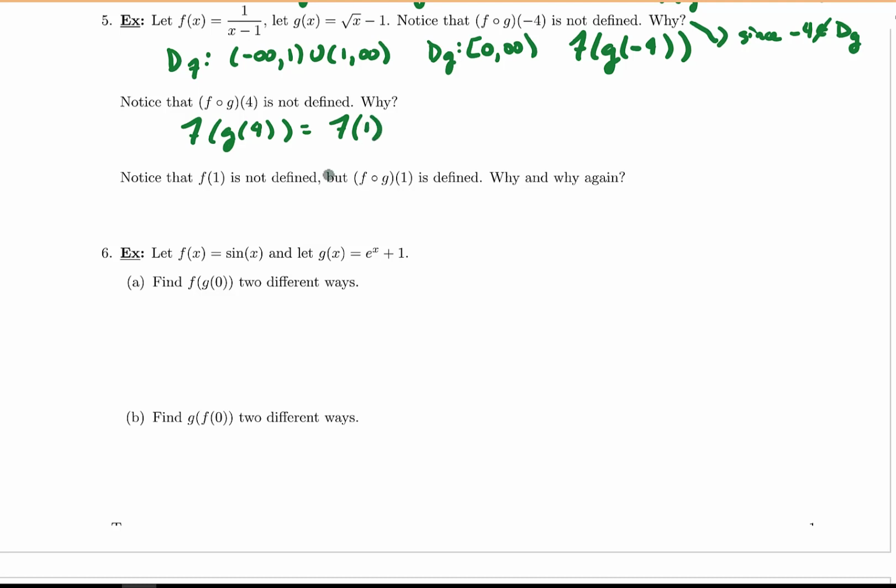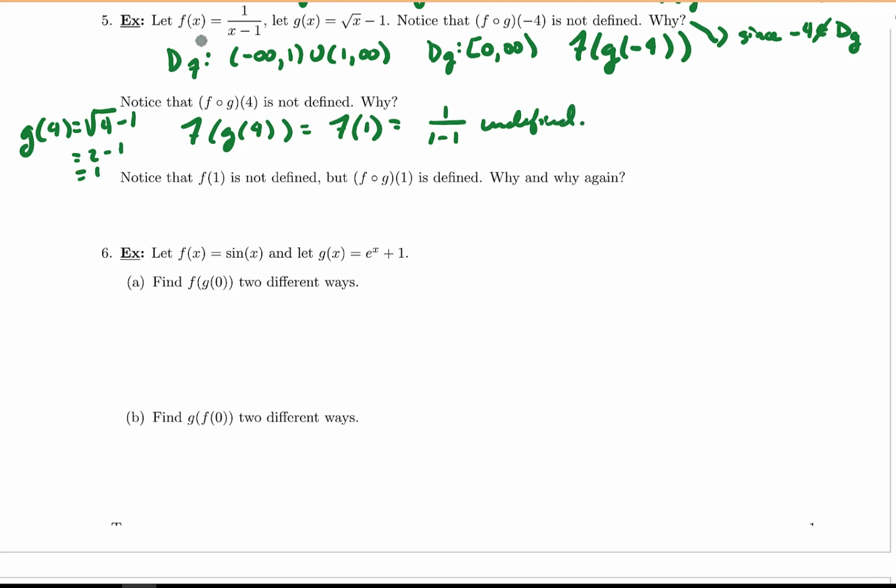Okay, let's just double check that, make sure that makes sense. What was g of 4? g of 4 was the square root of 4 minus 1, which was 2 minus 1, which is 1. So that's where I'm getting this 1 from. But then if I try to input 1 into f, we see that this would be 1 over 1 minus 1. That is undefined. Okay?